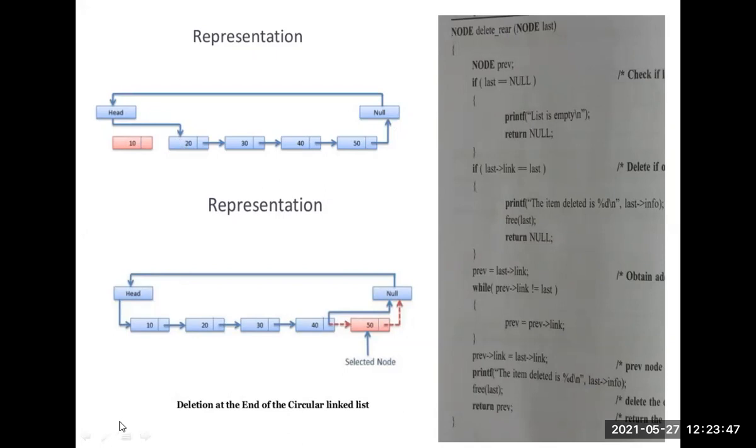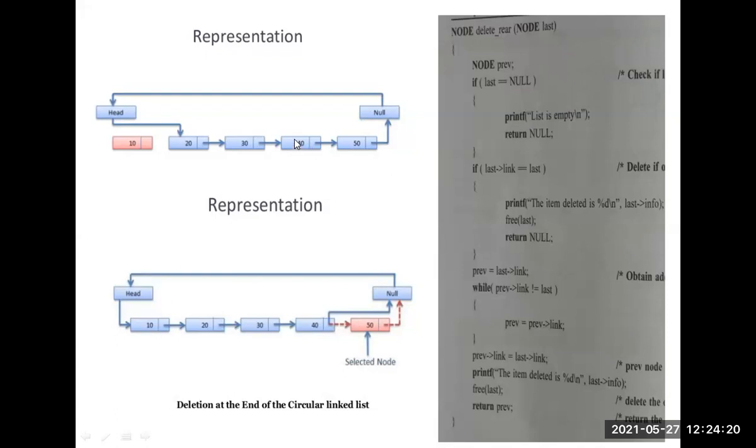Next, we delete a node at rear end. If you want to delete the node at rear end, after deleting, the first node address is stored in the previous node address. See the diagram here. This is my rear end. If I want to delete this node, the right link contains the address of the first node. That address will be stored here. This is the next last node. After deleting this one, this is the last node, which means this right link contains the address of the first node.